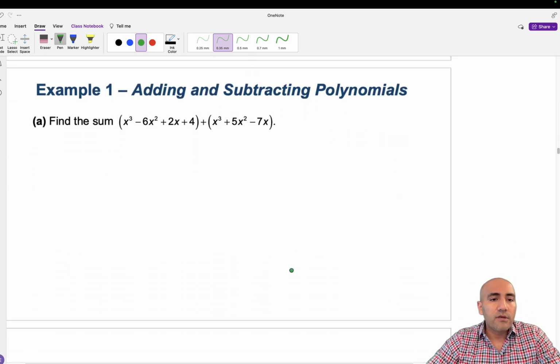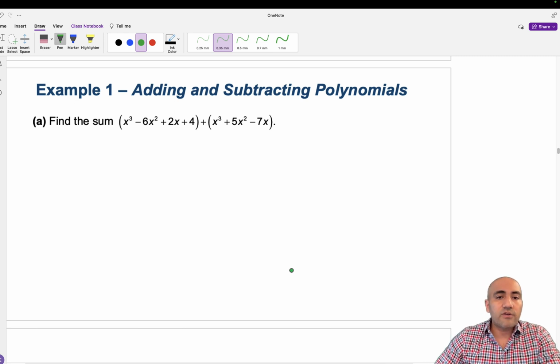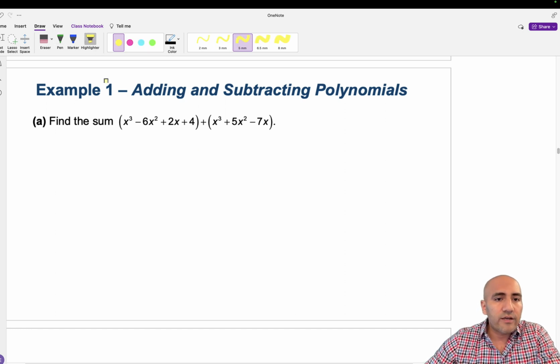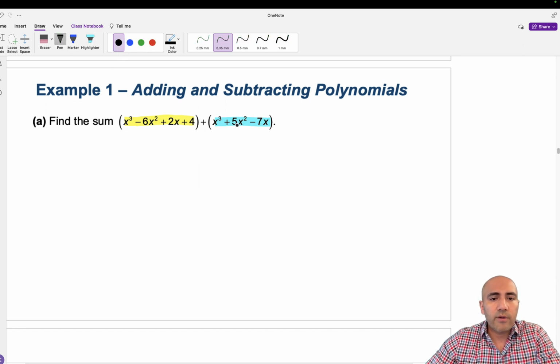So here's an example. So let's say I have this trinomial plus this other, a quadnomial or a polynomial plus a trinomial. So here we have one polynomial right here plus another polynomial, right? So this is the summation of two polynomials, right? So here's polynomial number 1 plus polynomial number 2, and we want to add them.